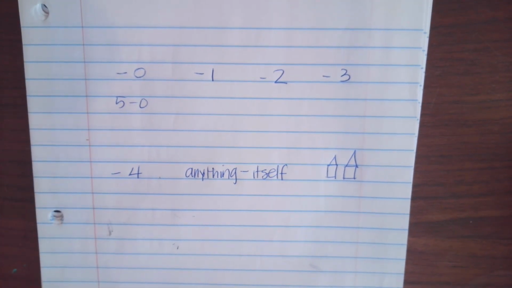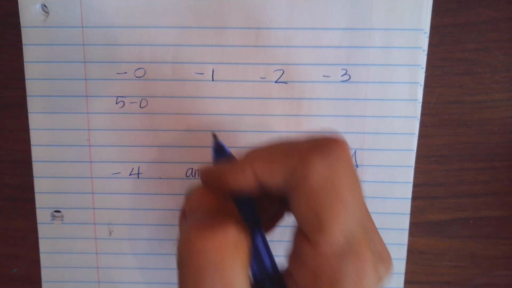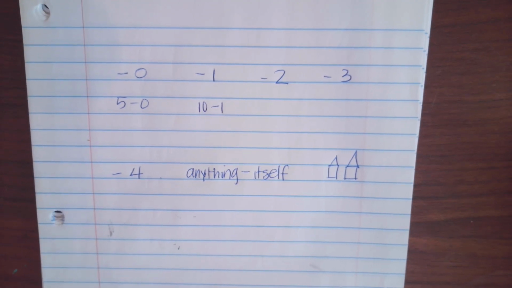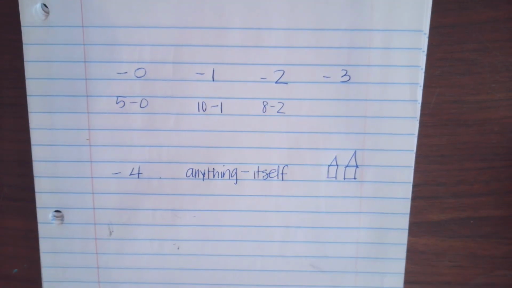have 5 cookies left. Our strategy is anything minus 0 equals itself, so it is 5. Minus 1, you go back 1. 10 minus 1 is what comes before 10, 9. 8 minus 2, we count back 2. What comes before 8? 7. What comes before 7? 6.